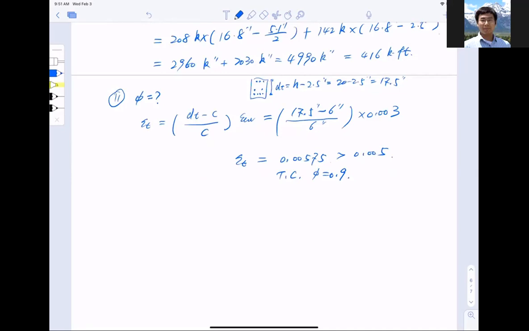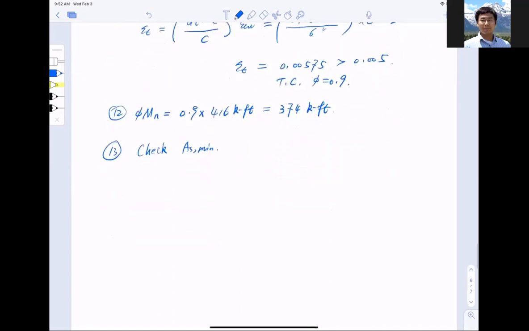All right, so now phi Mn equal to 0.9 multiplied by 416 kip foot, and I got a final moment resistance, or flexure strength, of 374 kip foot design flexure strength. But is this over? Not yet. Why is that? Because I need to check my minimum reinforcement.